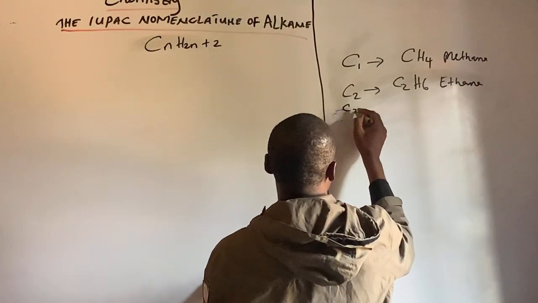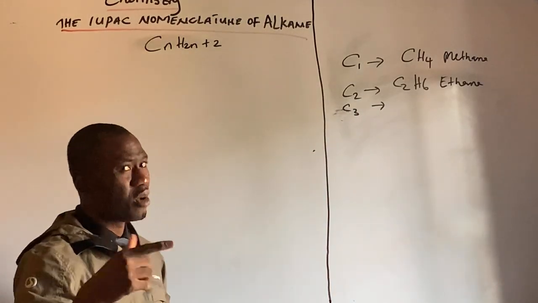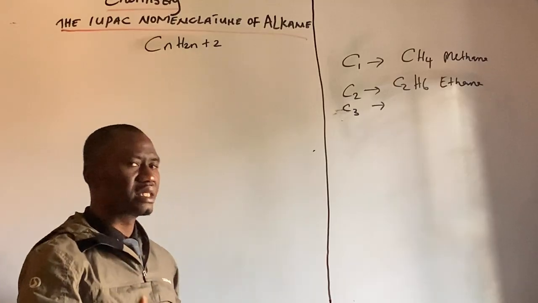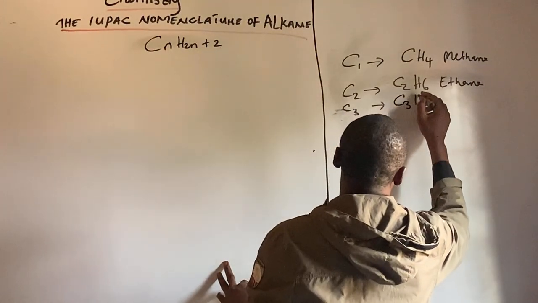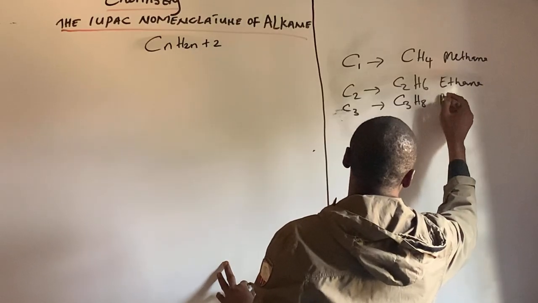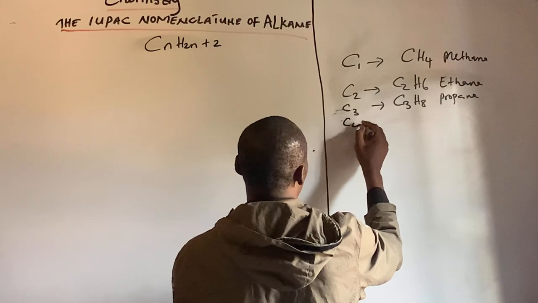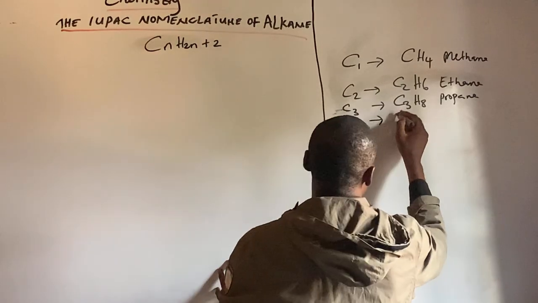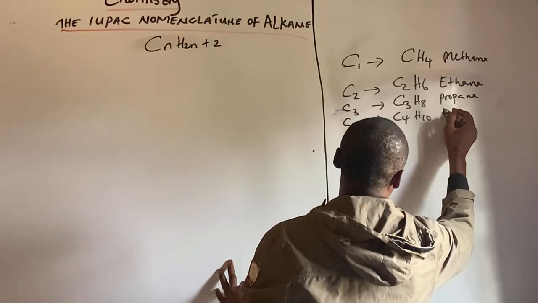Then if we have carbon 3, that is 3 times 2 for the number of hydrogens. 3 times 2 is 6, 6 plus 2 is 8. Now we have carbon 3 and hydrogen is 8. This is known as propane. But what if it's carbon 4? Carbon 4, which is C4H10, is known as butane.